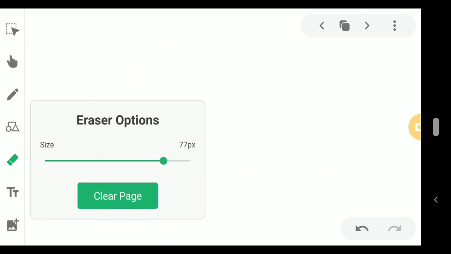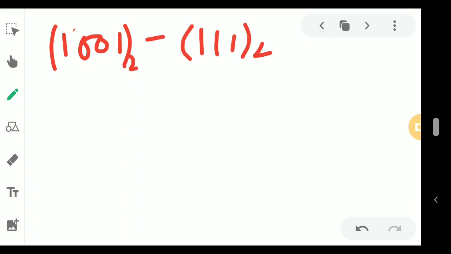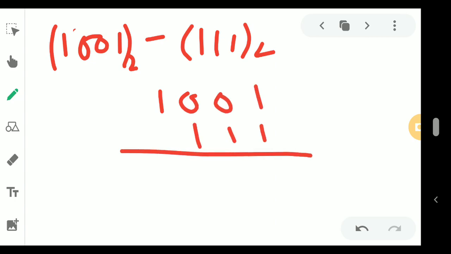Another sum is 1001 base 2 minus 111 base 2. Similar things we will perform, and from the right hand side we fill it up. Subtraction 1 minus 1 is 0. Let me be calm and check this one. This rule is very critical; the borrowing part is very difficult.